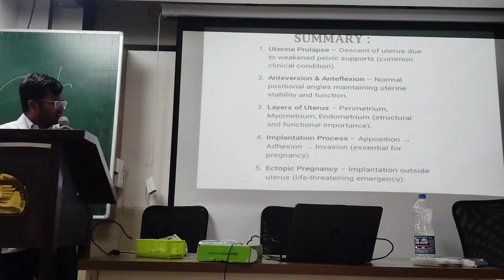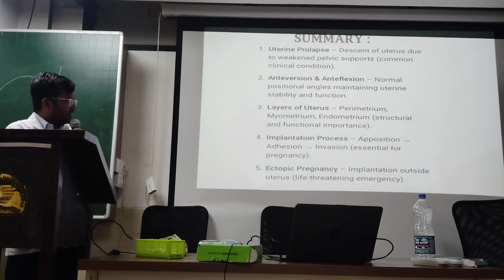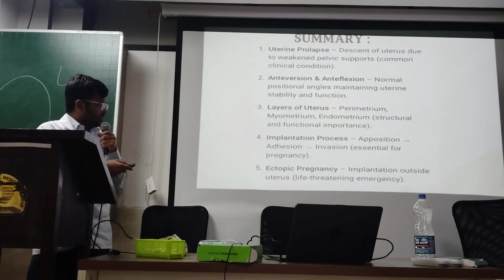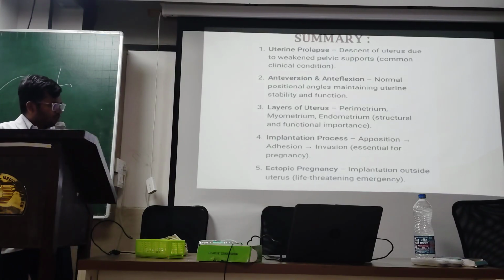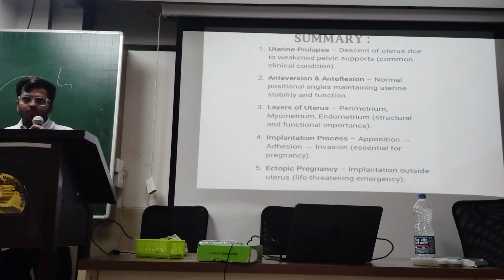Fourth one is the implantation process. There are 3 key steps. First one is apposition, second adhesion and third one is invasion. Fifth one is ectopic pregnancy. This is implantation outside the uterus. Most common site is the ampulla of the isthmus.